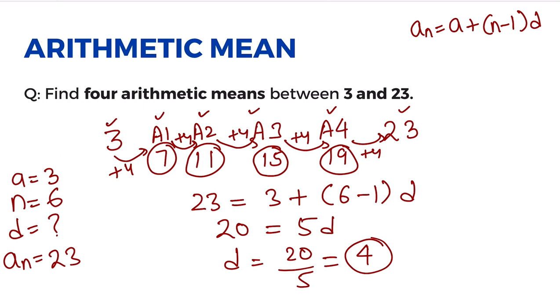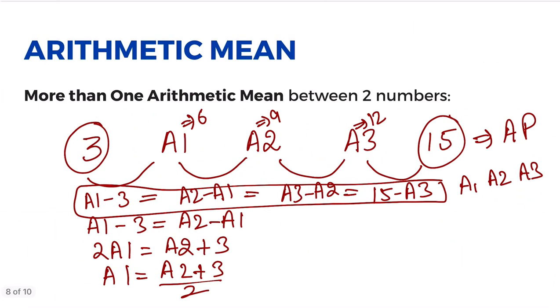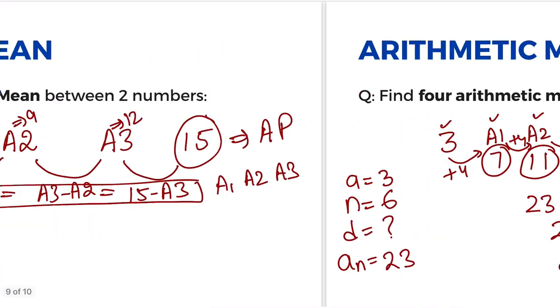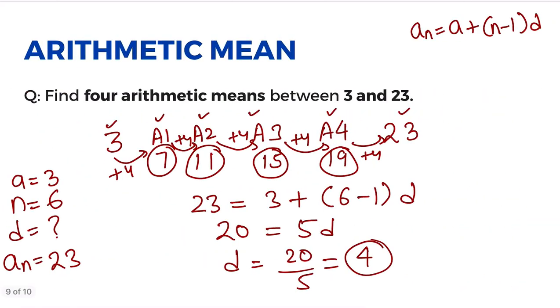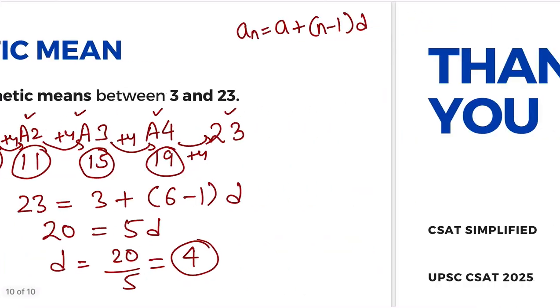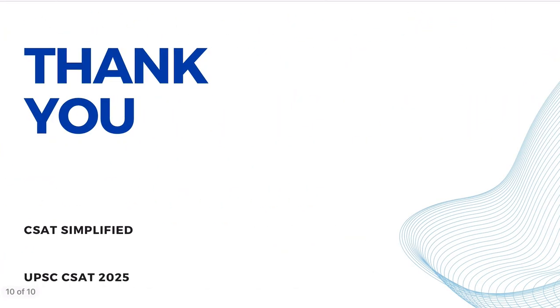Correct? So I have given you two ways, using the an method, or in the last video I have given you another method to solve these 4 equations to find 3 parameters. I hope it is easy for you to understand what arithmetic means and more than one arithmetic mean are, correct? So now this completes this video.